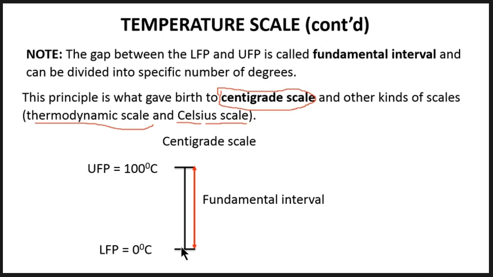Okay, so at the lower fixed point I have 0 degrees Celsius. Then at the upper fixed point I have 100 degrees Celsius. Now the interval between them is the fundamental interval. So this is just the summary of what I've been saying so far about the centigrade scale. Okay, now from here we want to really see the relationship between scales of different thermometers.